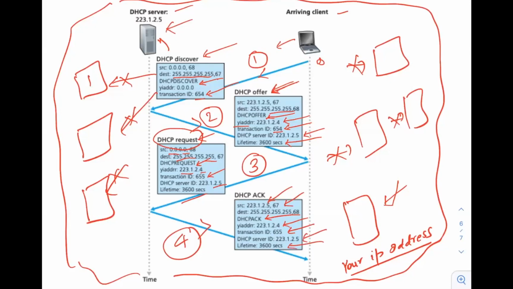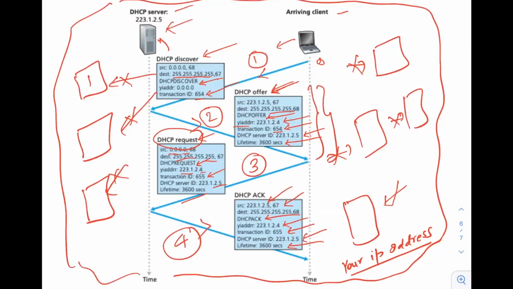Now, what will happen in the fourth step? This client will configure its network with this IP address 223.1.2.4, and it will also configure other parameters. I have not told you about the other parameters, but actually in the second message, the DHCP offer, there will be other parameters also, like the subnet mask, the address of the DNS server, and the default router address. All of those will be there in this DHCP offer.